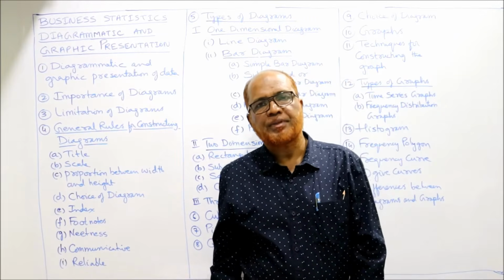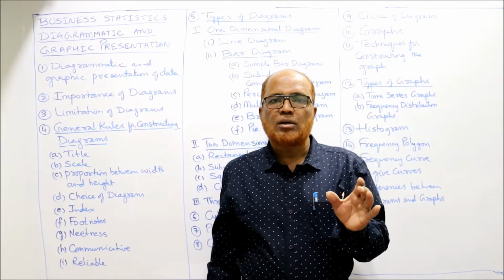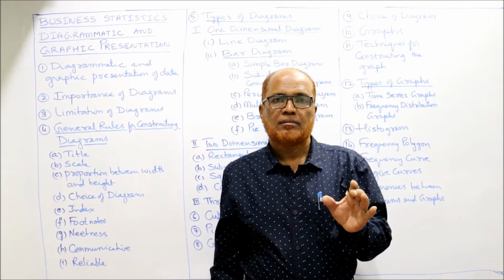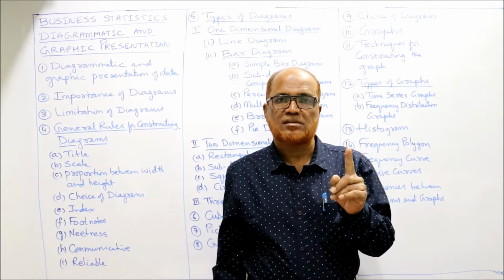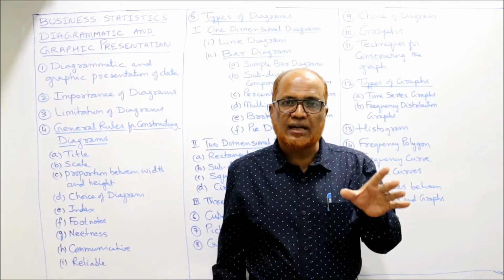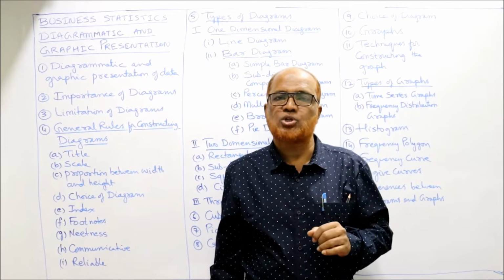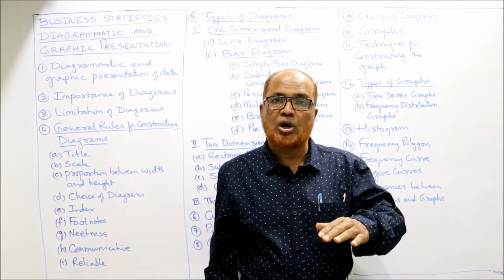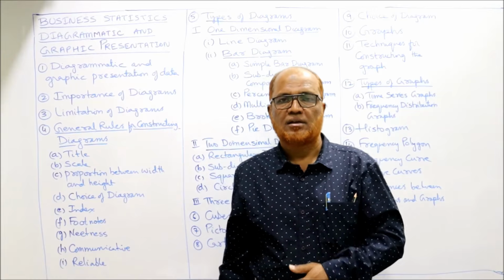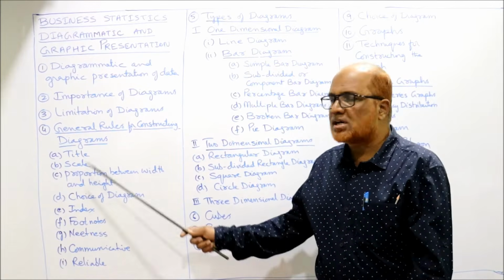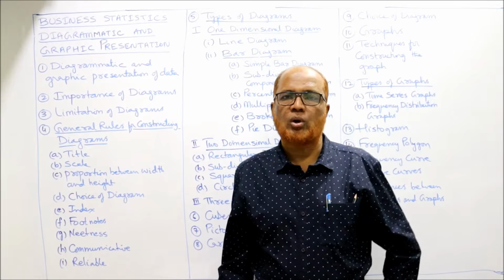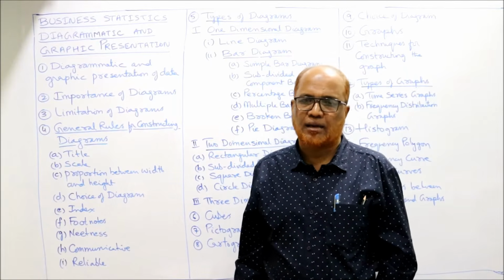Then lastly, reliable. The diagrams should not mislead the people. It should contain the true facts. The data contained in the diagram should be true. It should not be false. It should not mislead others. It should be reliable. So these are the general rules which should be followed while drawing a diagram.